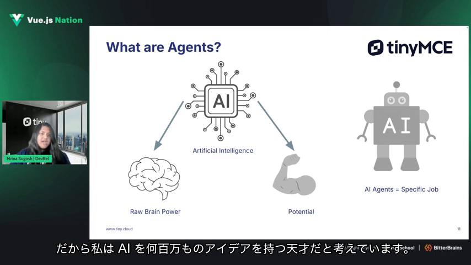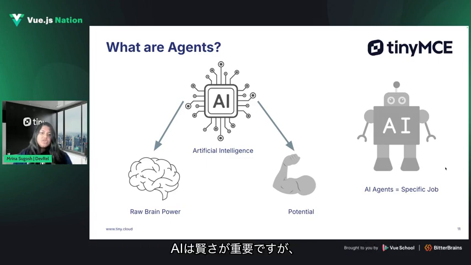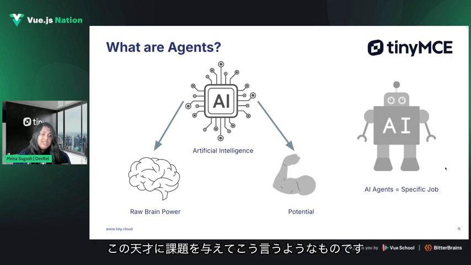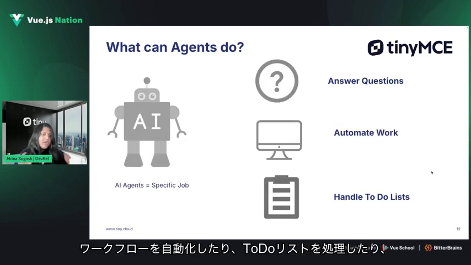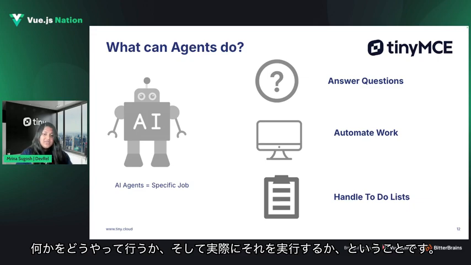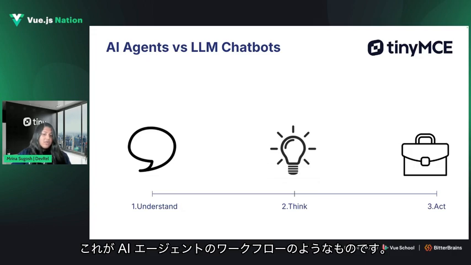So I think of AI as the genius with a million ideas, and the AI agent is the one who actually gets the specific stuff done. While AI is all about smarts, an AI agent is the practical hands-on version. It's like giving this genius a task and saying, okay, now do something useful with all of this brain power. The agent takes the intelligence of AI and turns it into usable action. So whether it's answering your questions, automating your workflow, or handling your to-do list, it is the difference between knowing how to do something and actually doing it. And that's kind of where the workflow for AI agents comes in.